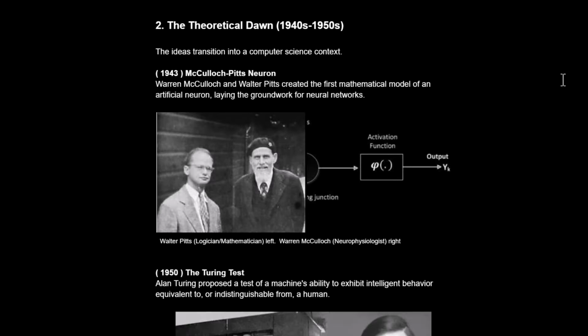2. The Theoretical Dawn, 1940s through 1950s. The ideas transition into a computer science context. 1943, McCulloch-Pitts neuron. Warren McCulloch and Walter Pitts created the first mathematical model of an artificial neuron, laying the groundwork for neural networks. Walter Pitts, mathematician, is on the left. Warren McCulloch, a neurophysiologist, is pictured on the right.